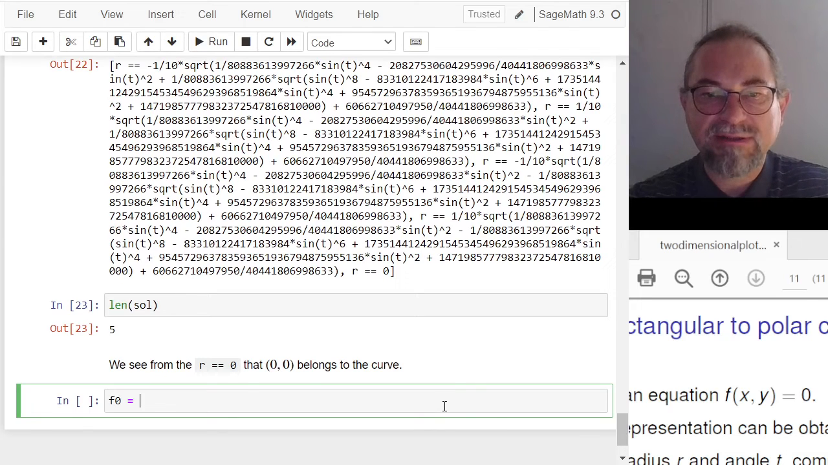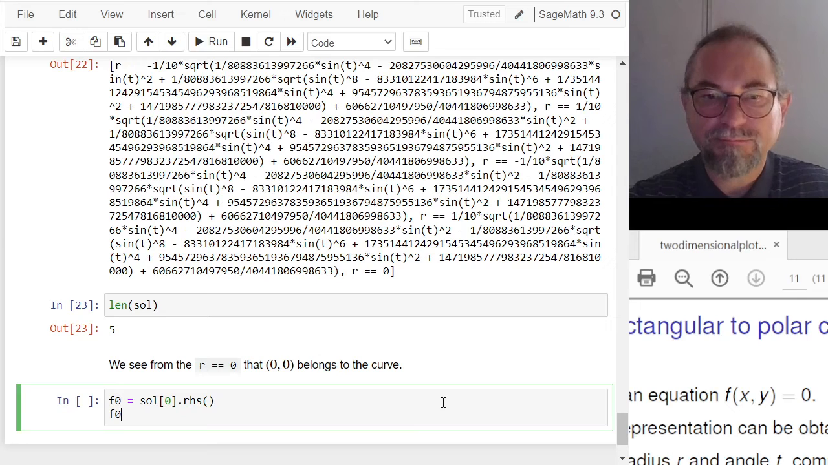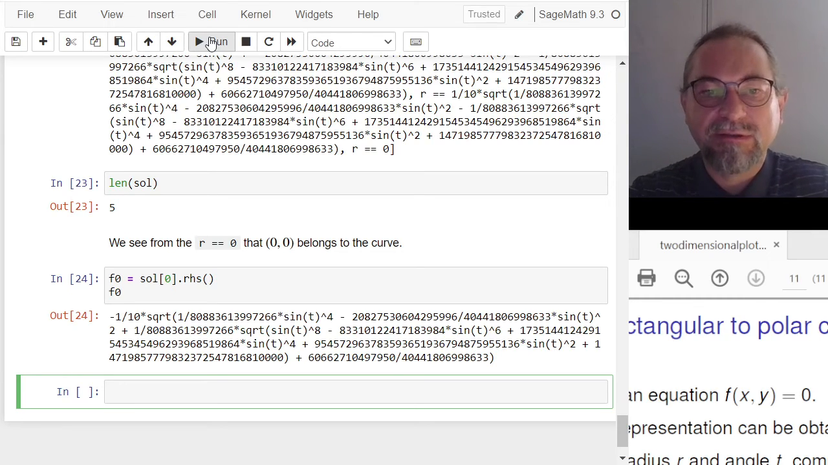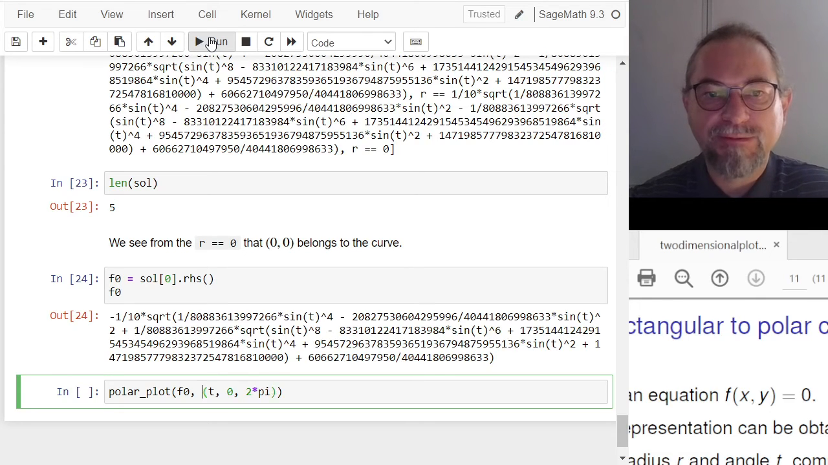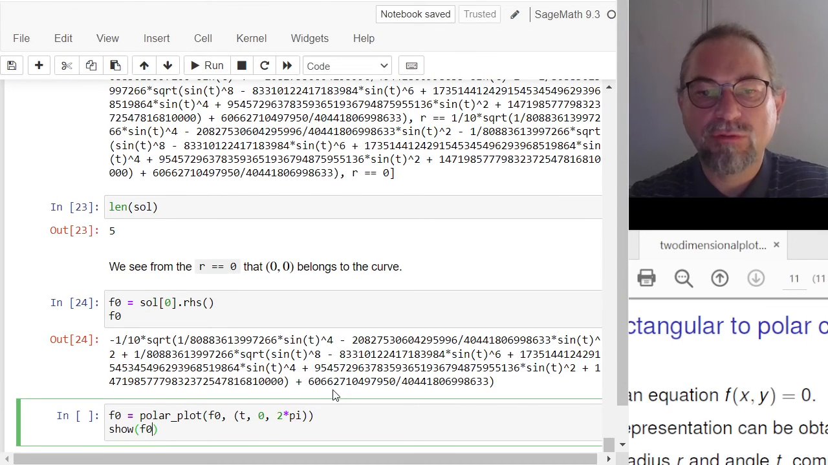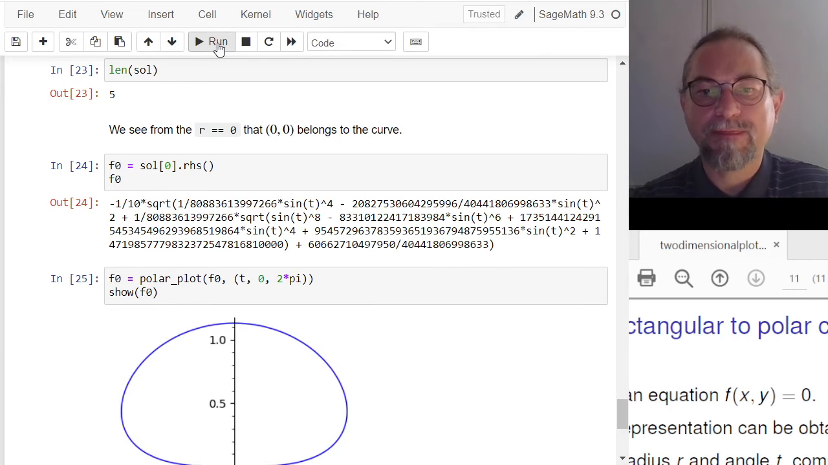So let me select the first component, and these are equations. So I'm selecting the right hand side. Here we go. And so now this is an expression in t that I can plot in polar coordinates. So you have to do polar plot. And the natural range is 2 times pi. So this is the first part of the plot. So let me assign this, and I will render this with show.